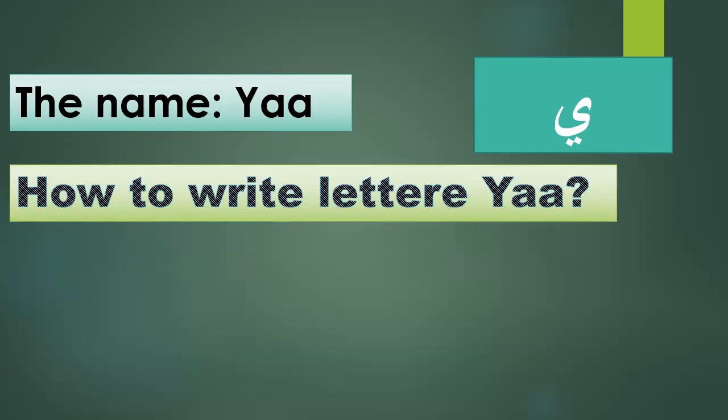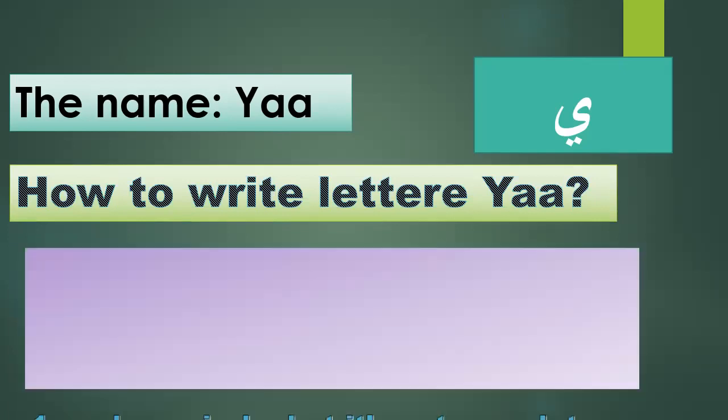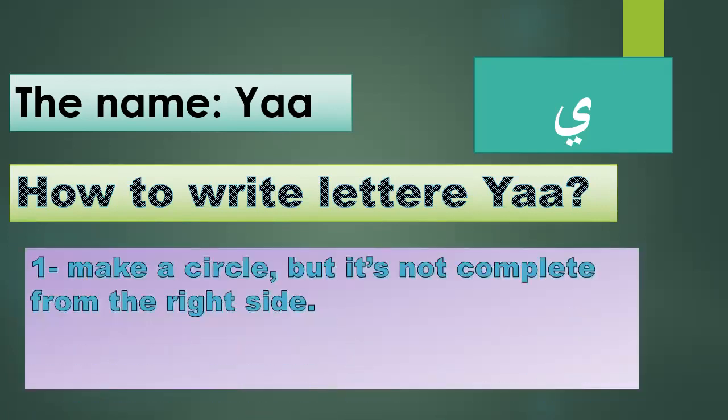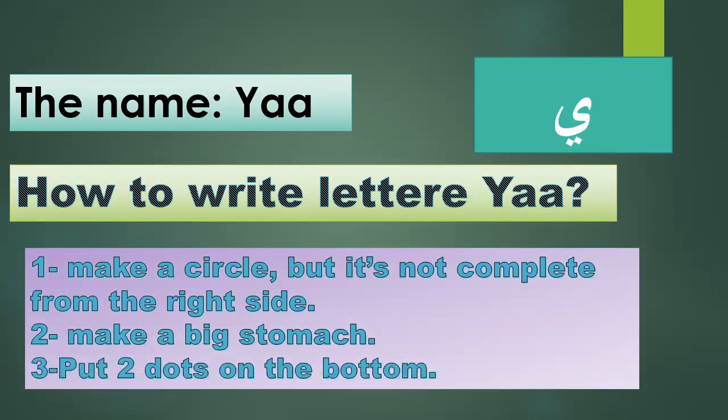Now we will study the last letter in the alphabet. It's Ya. Please repeat after me. Ya. Ya. How to write the letter Ya? Make a circle, but it's not complete from the right side. Make a big stomach. Put two dots on the bottom. Yes, it's the letter Ya. Did you finish? Very good.